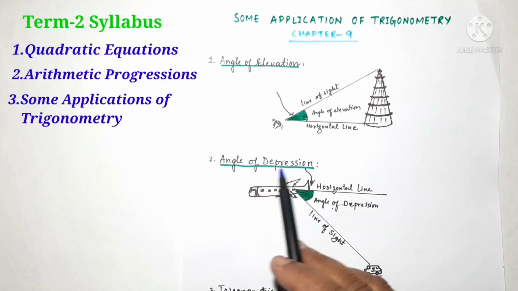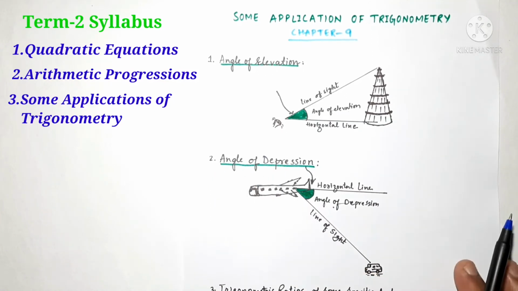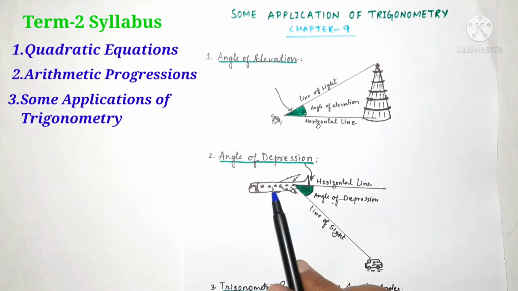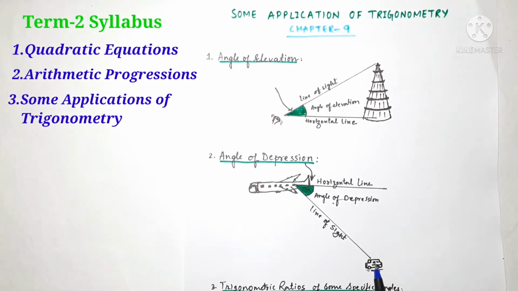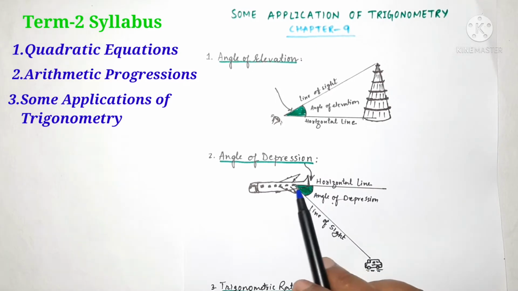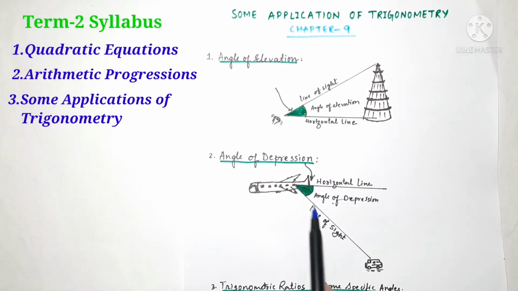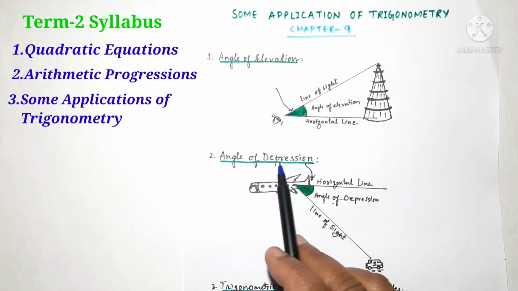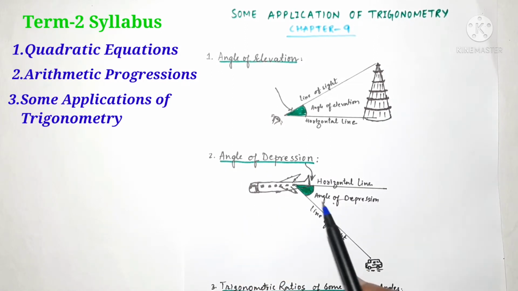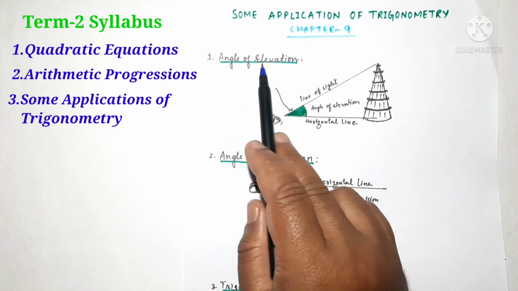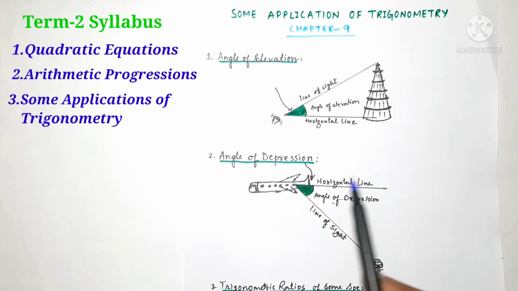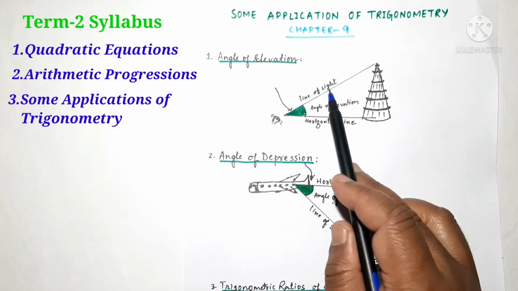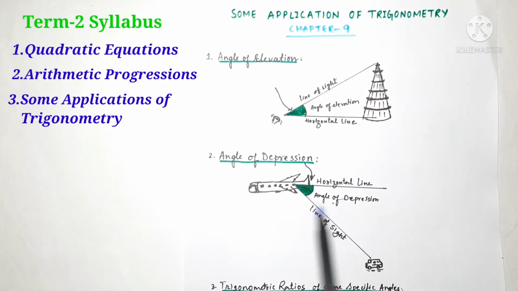2. Angle of depression. Now in an angle of depression situation, observer will be above and the object will be below, and the angle made between the horizontal line and the line of sight is called angle of depression. Please note, angle of depression or angle of elevation are made between line of sight and horizontal line. Look at horizontal line and line of sight. Here we have horizontal line and line of sight.